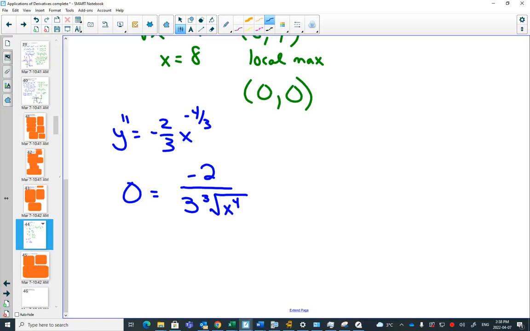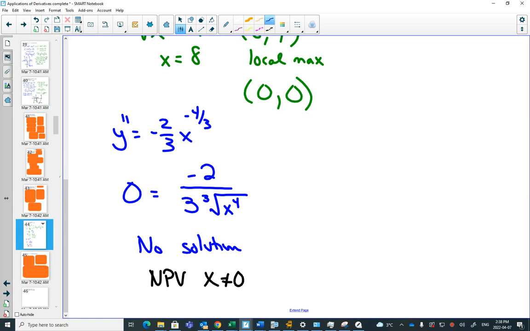Okay? If you have a fraction equal to 0, the only way that fraction will ever equal 0 is if the numerator is equal to 0. So this has no solution. Does it have any non-permissible values? Yes. It does have a non-permissible value. X can't equal 0.